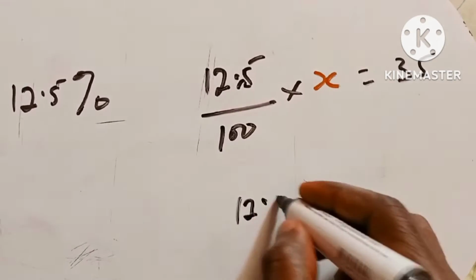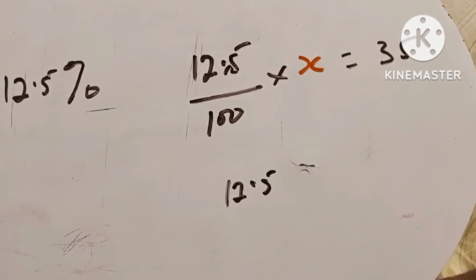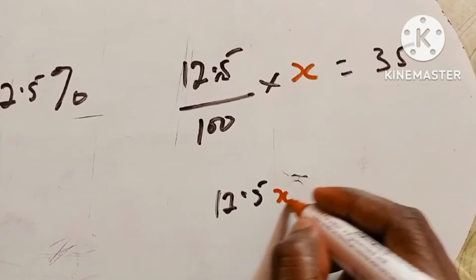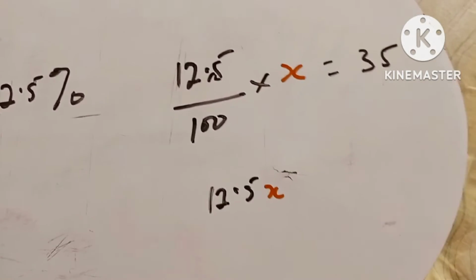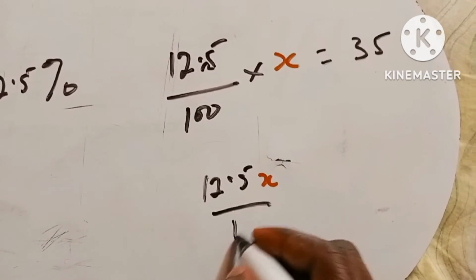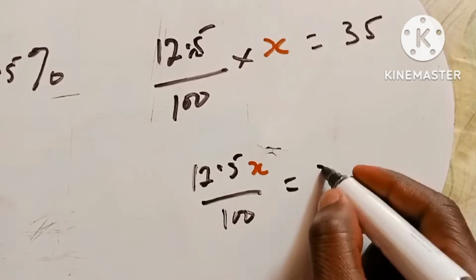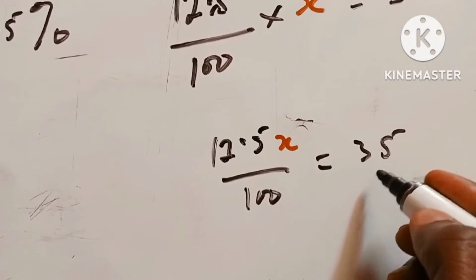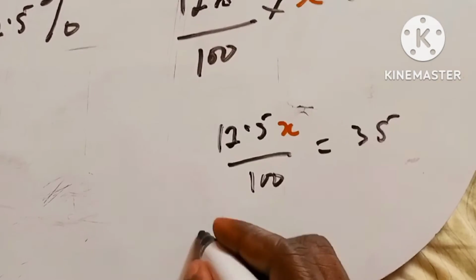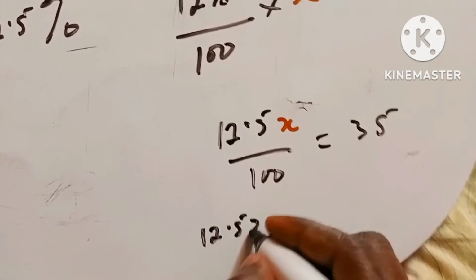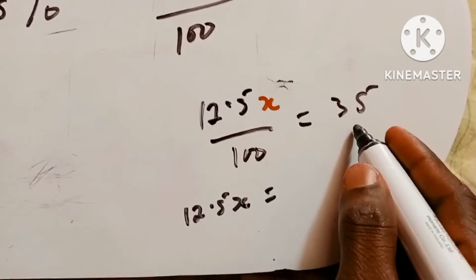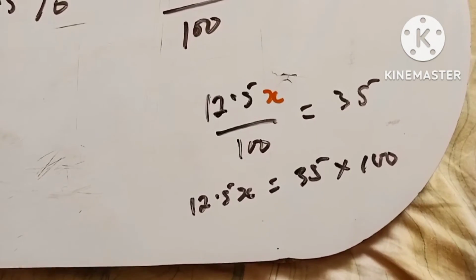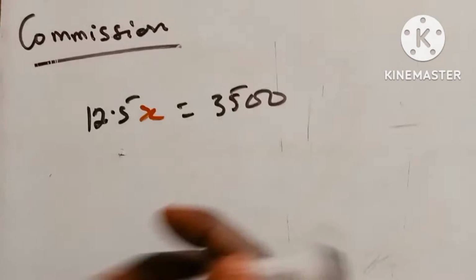That's 12.5x here, right? So let me use a red pen here so that you can see clearly. This multiplied by this gives 12.5x, and then everything is divided by 100, and that is going to be equal to 35. So you know how to do this calculation. The 100 is going to multiply the 35, meaning that we have 12.5x equal to 35 multiplied by 100, right?